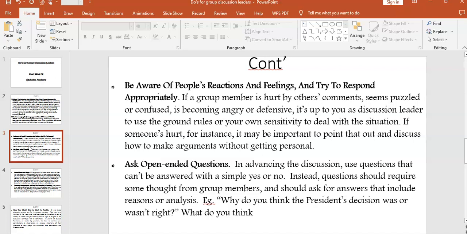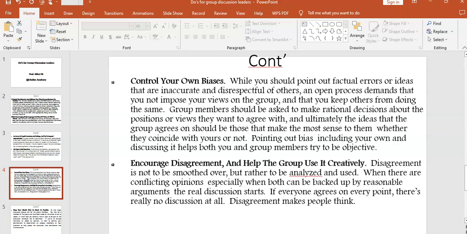Number 4, ask open-ended questions. In advancing the discussion, don't use questions that can be answered with a simple yes or no. Instead, questions should require some thought from group members and should ask for answers that include reasons or analysis. For instance, what do you think, was the president's decision right or wrong? Or why do you think this and this happened? Those are open-ended questions.